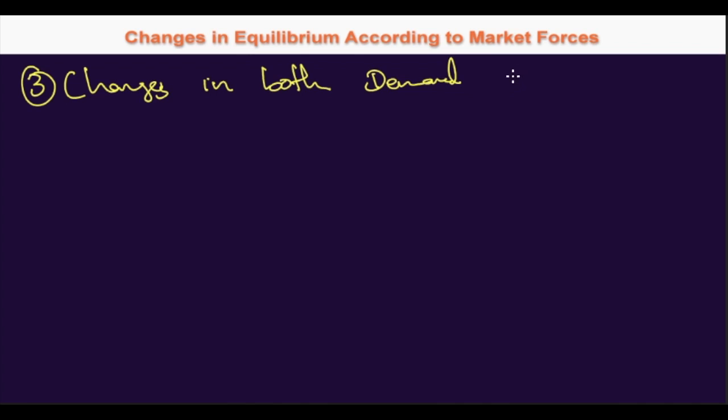In this video we are going to discuss what happens to the market equilibrium when there is a change in both demand and supply. There can be four possible scenarios. The first one being an increase in both demand and supply.